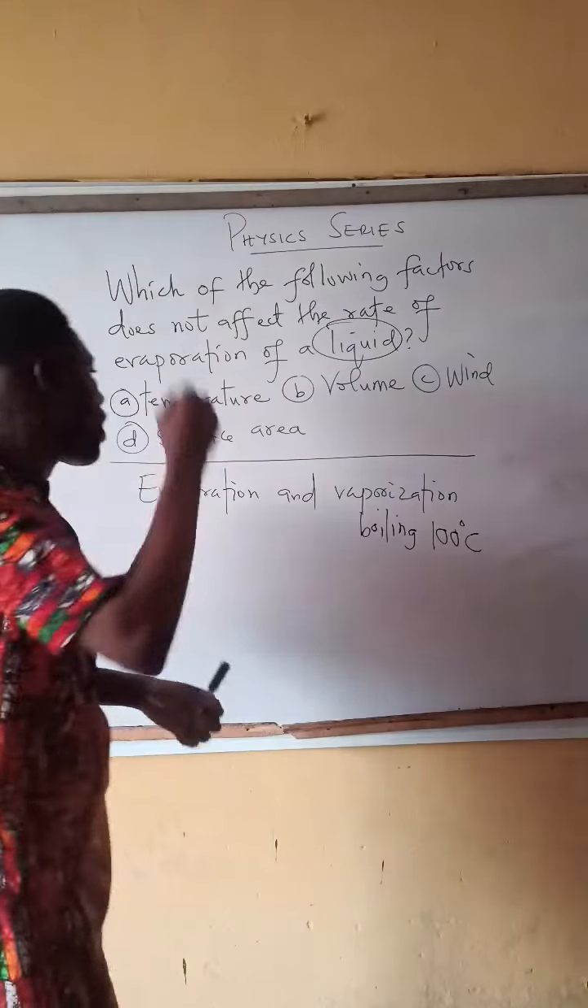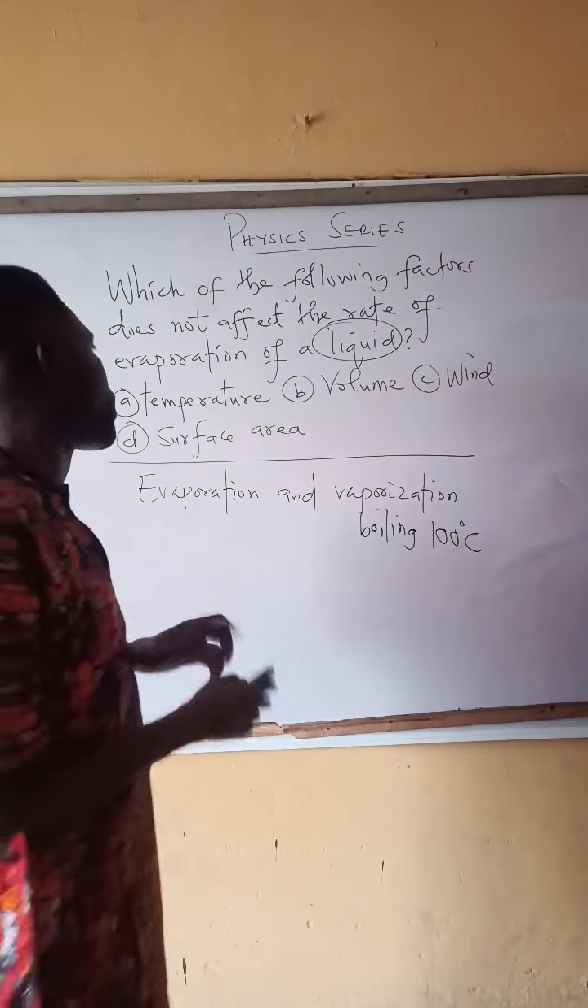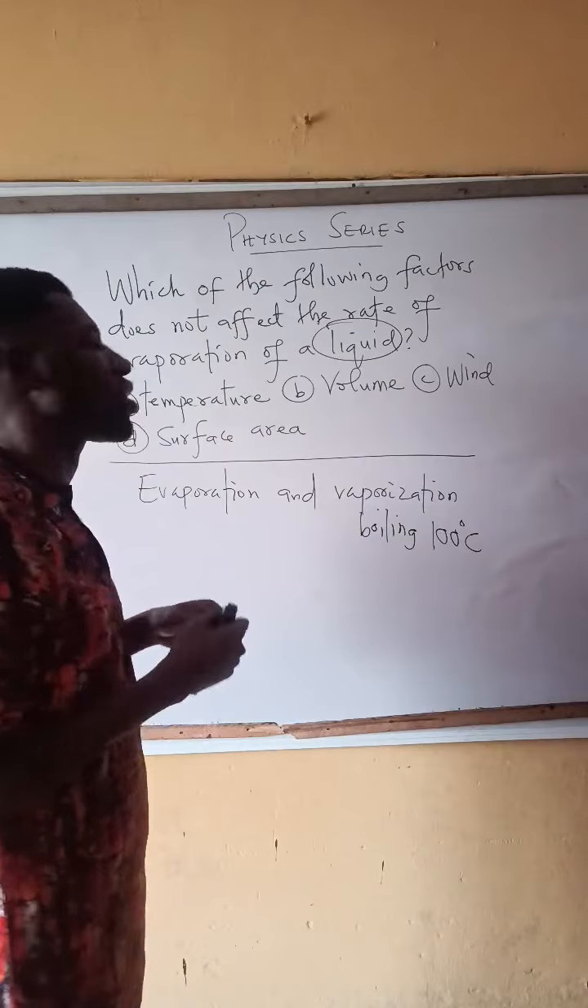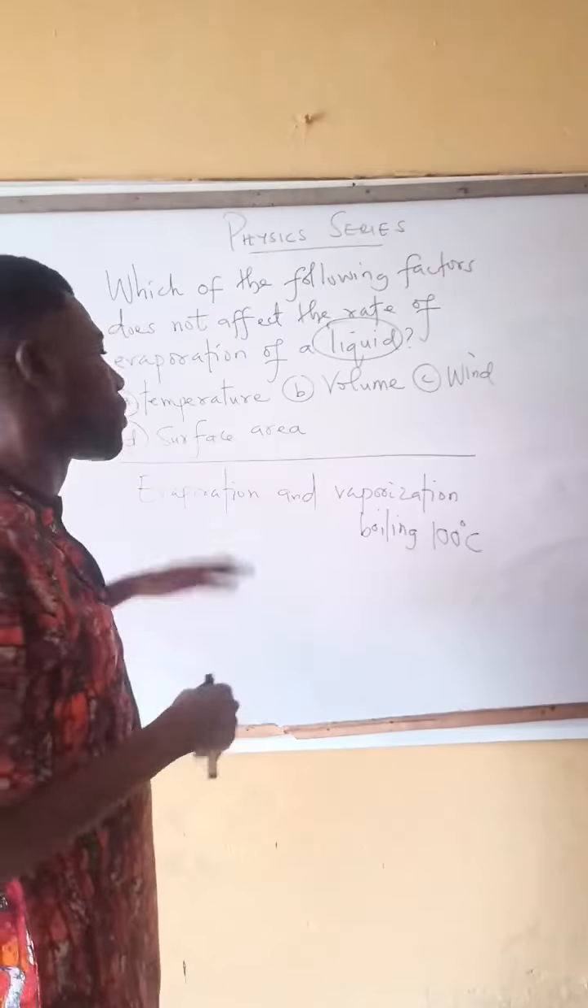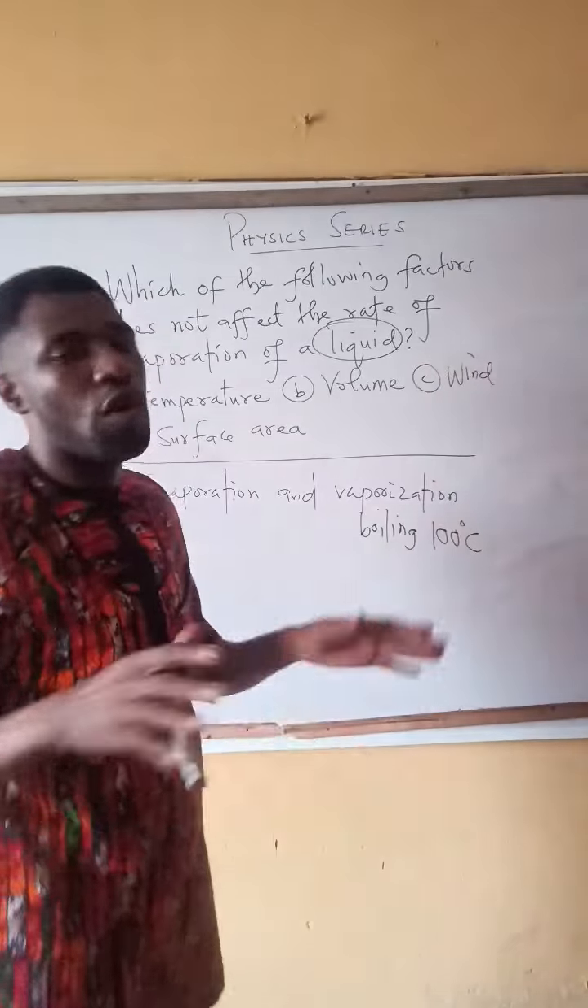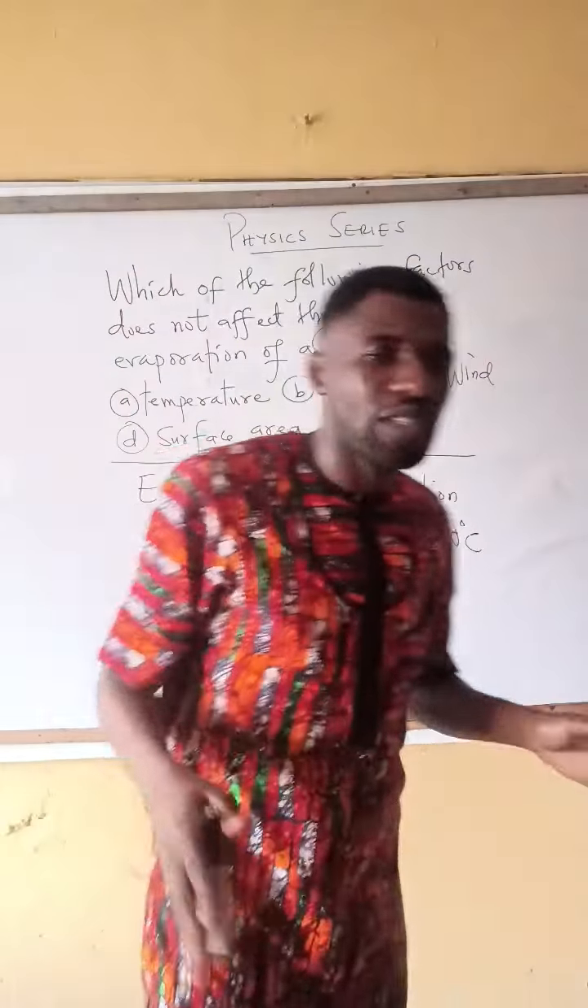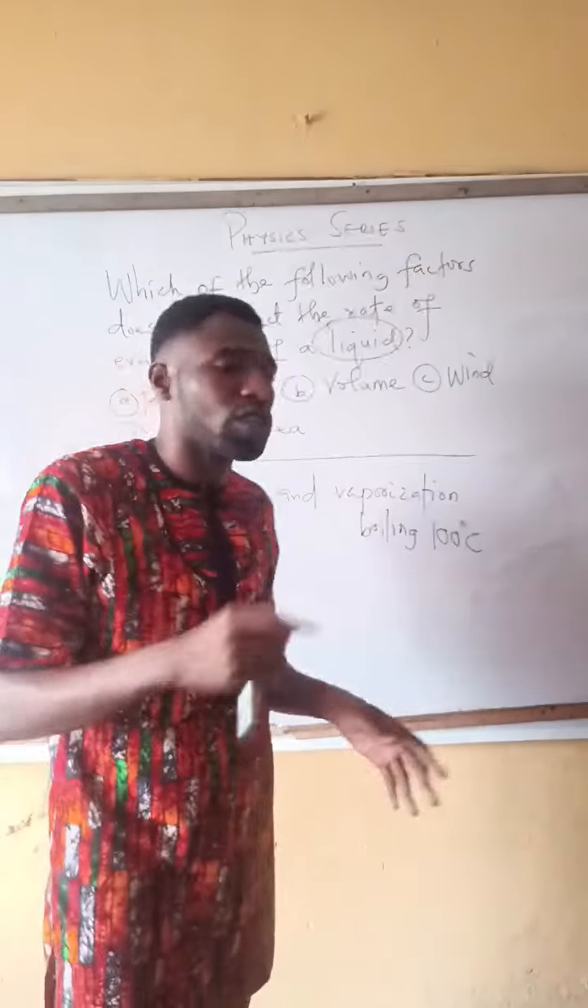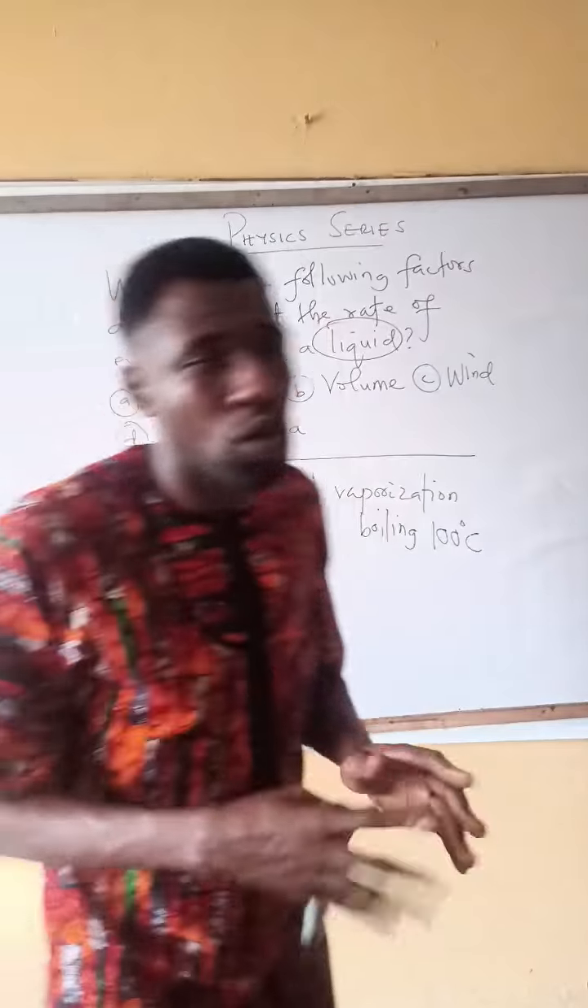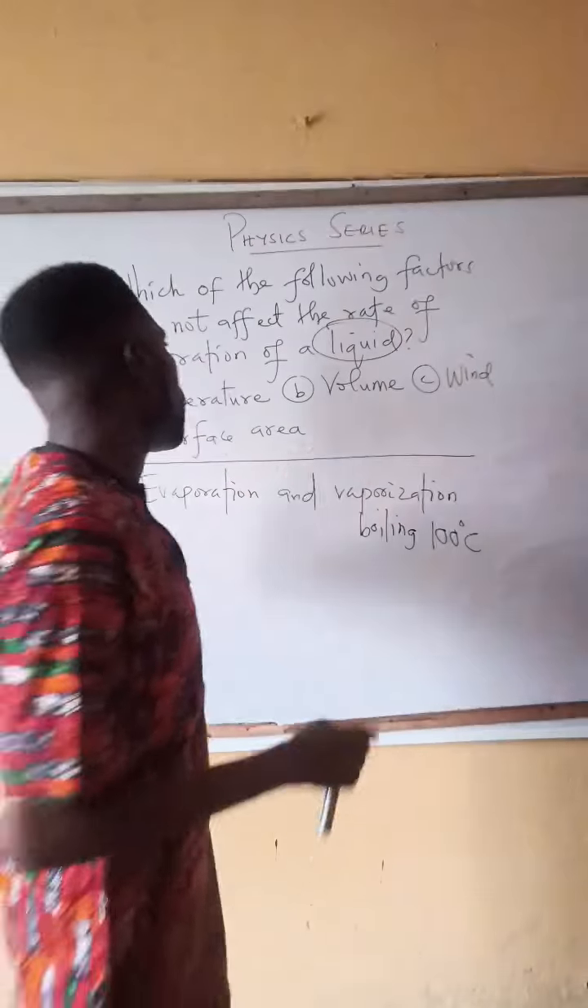Okay, now factors that affect evaporation. One of them is temperature. Temperature affects evaporation because it takes place at all temperatures, at any given temperature, while vaporization takes place at 100 degrees Celsius only. Now, volume.